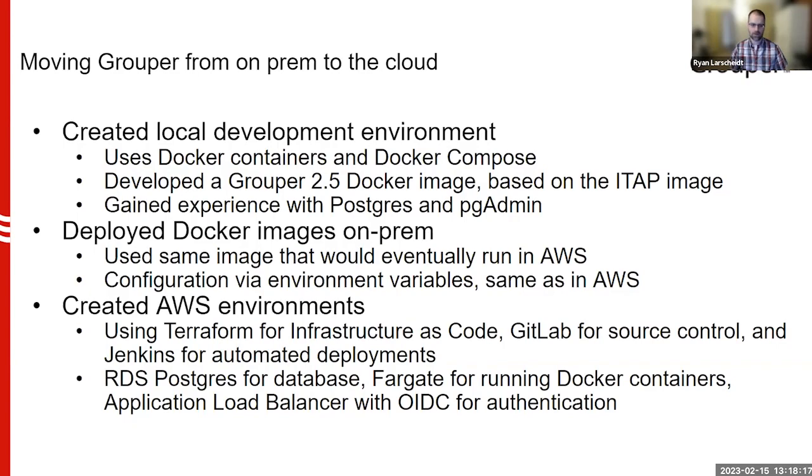So we took advantage of the Grouper 2.5 Docker image that was created for ITAP. We don't use the image directly. We do appreciate all the changes that were made to Grouper to make it easier to run it in a container. That was great. One of the goals that we wanted to do was decouple applying updates to Java, Tomcat, and Grouper.